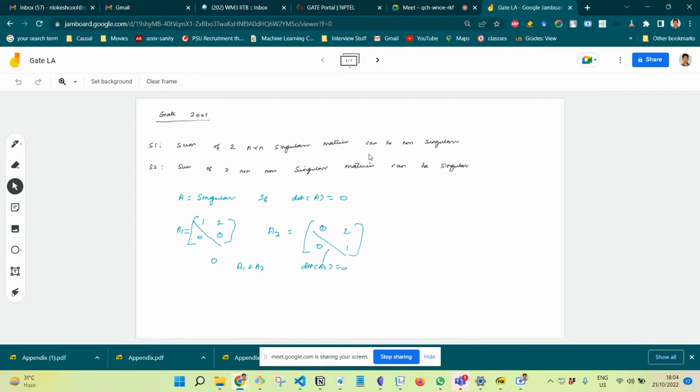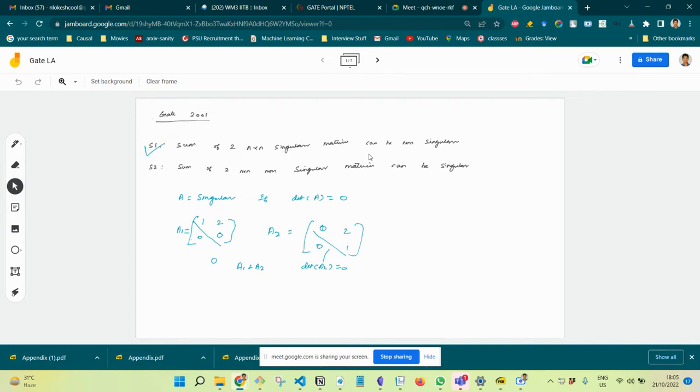Is it clear? So, when you sum two upper triangular matrices that have determinant 0, it is possible to construct one more matrix via the sum of these upper triangular matrices that has no 0 in the leading diagonal. That is why statement 1 is correct.